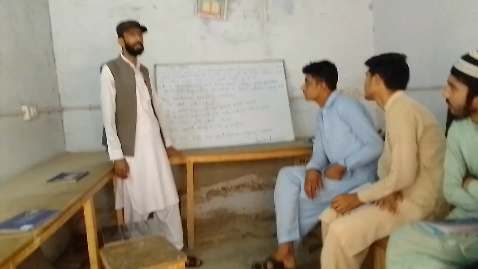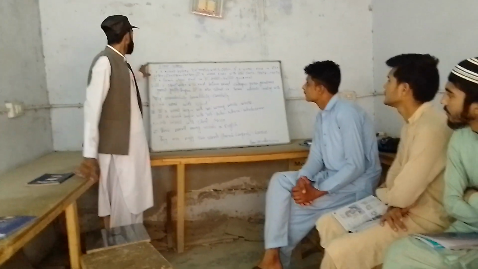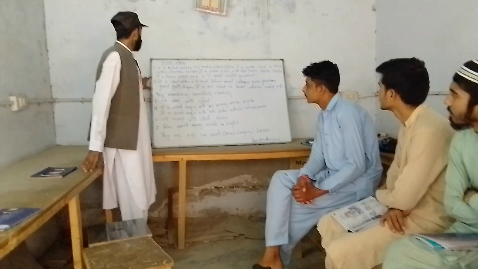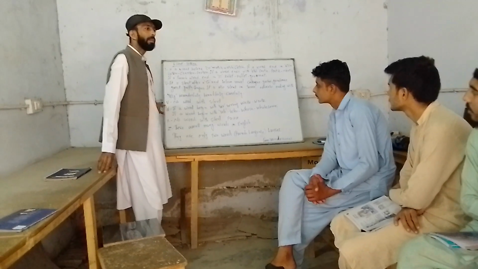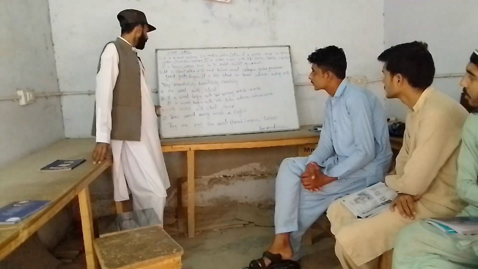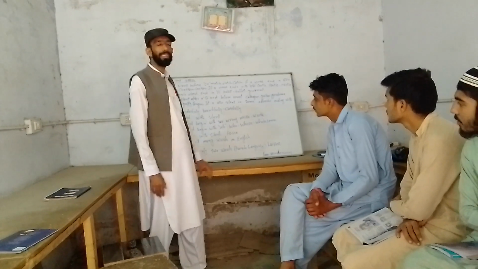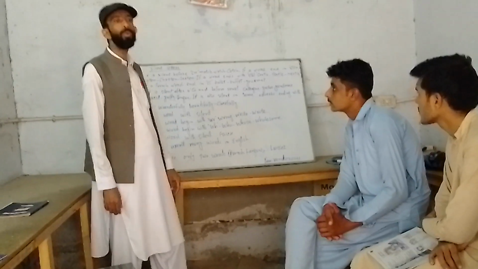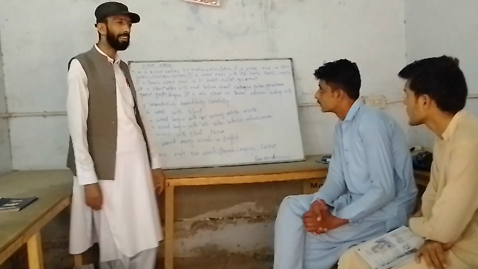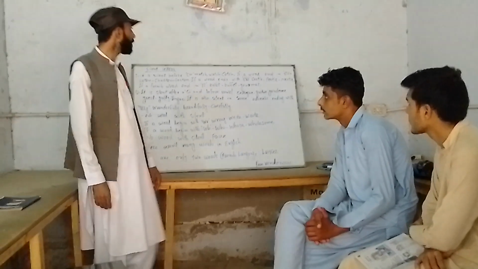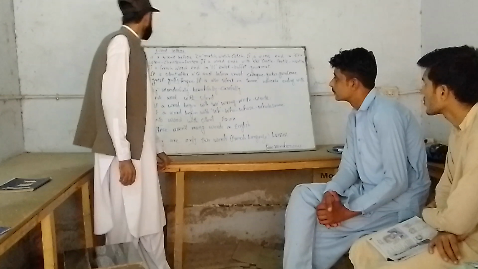Some silent letters: T, U, V, W, X, and Z. We will talk about these letters, where we will not pronounce them. Now, first of all, we talk about T.